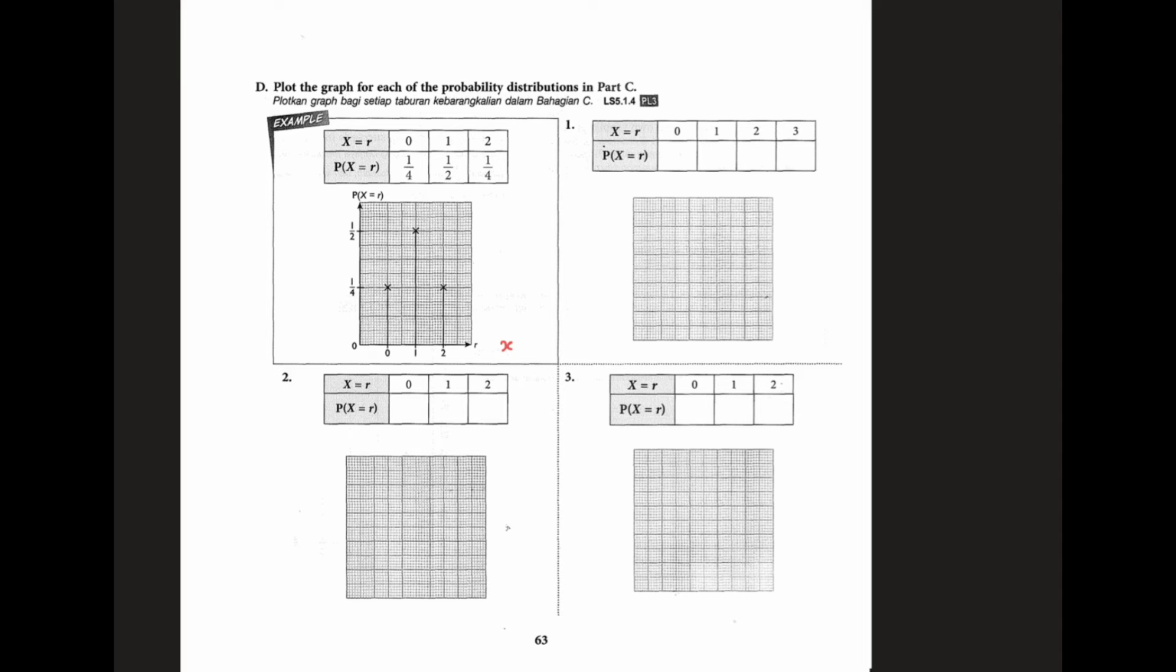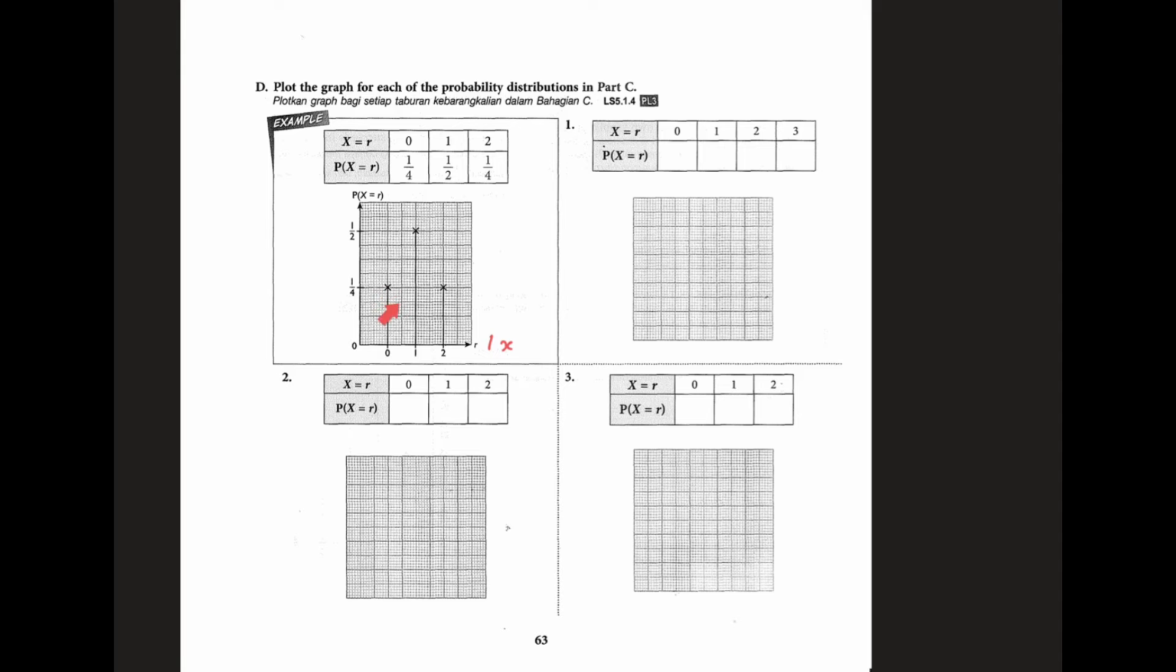If you follow this book, they use r on the x-axis, the horizontal axis. So put this as your remark: r or x, depending on how you set your table just now. After they mark down the probabilities 1 over 4, 1 over 2 and 1 over 4, you can see 1 over 4, 1 over 2, 1 over 4.